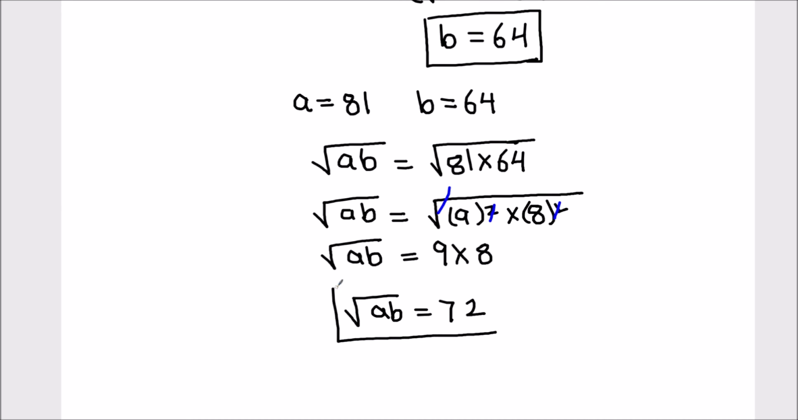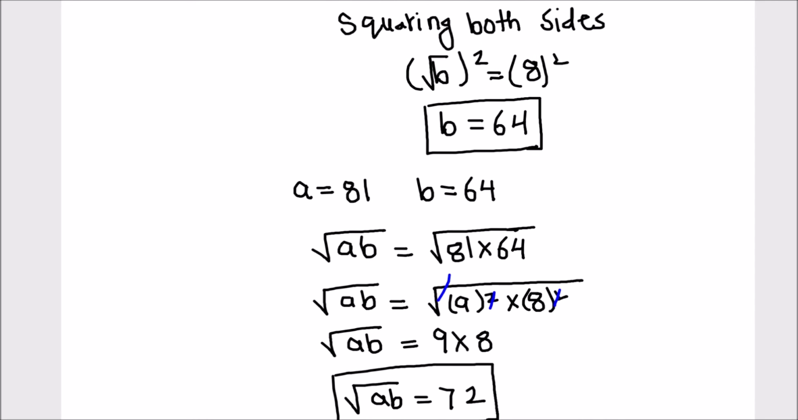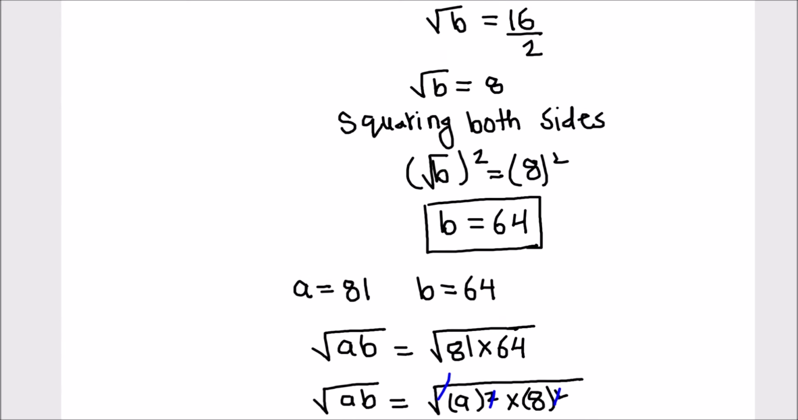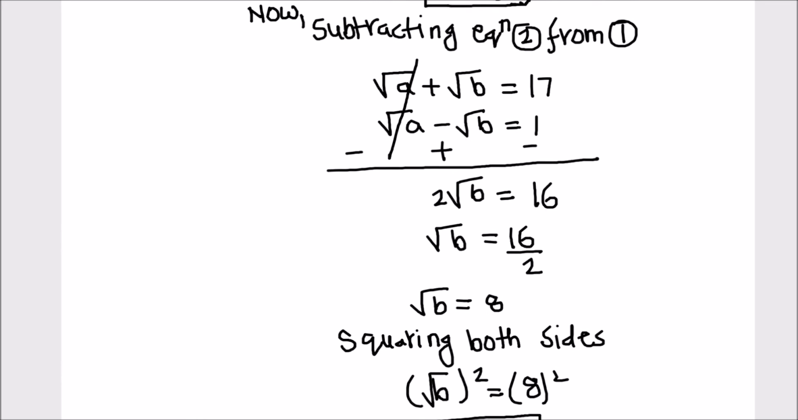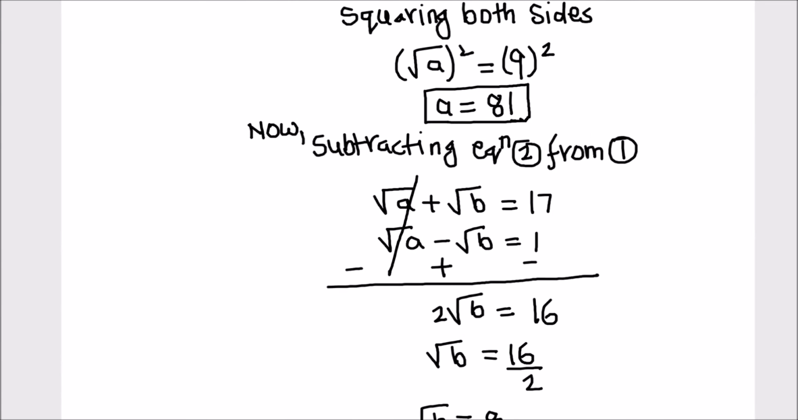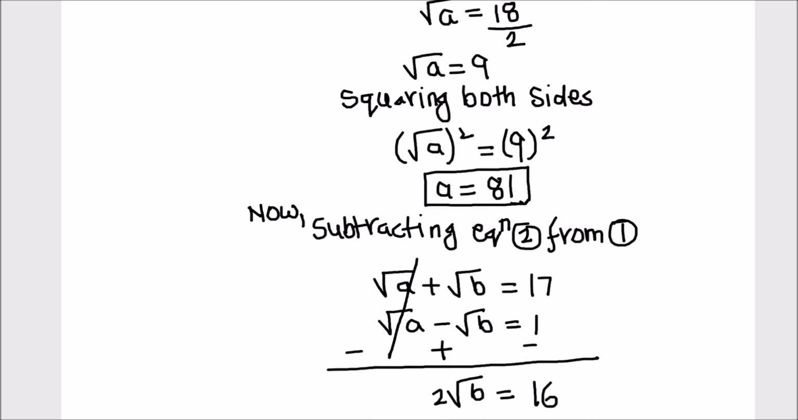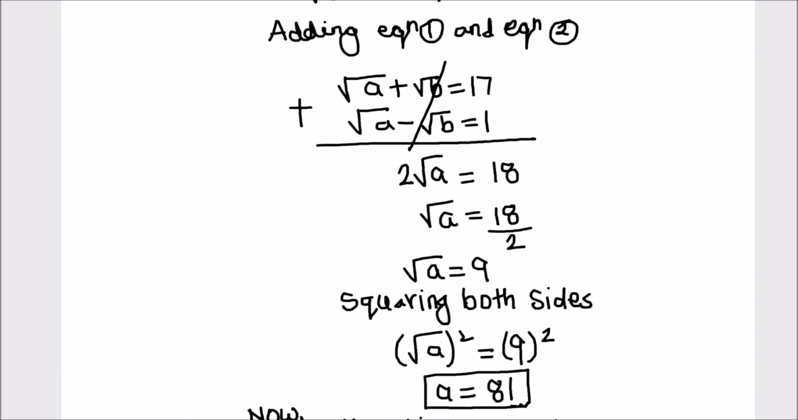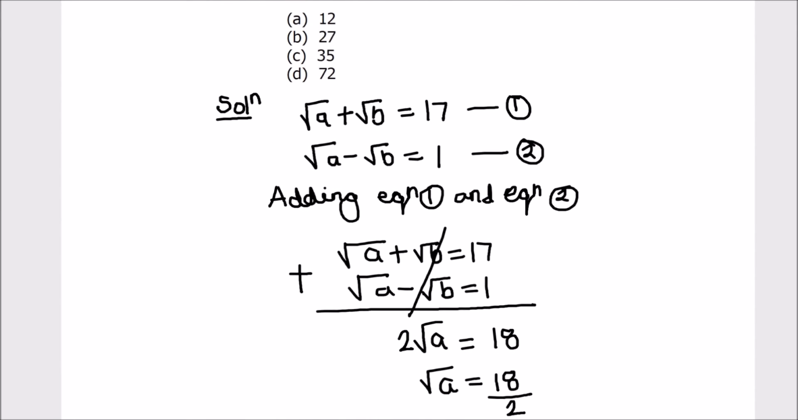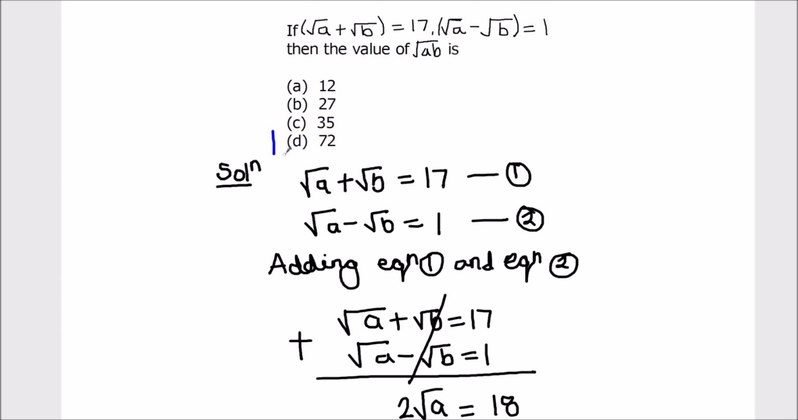So this is the value we were looking for. Square root of ab comes out to be 72. Let's take a quick look at the solution and select our correct option. The correct answer is option D, which is 72.